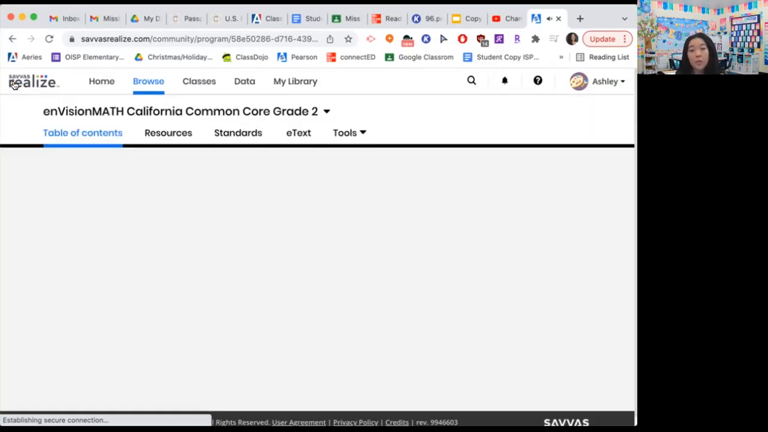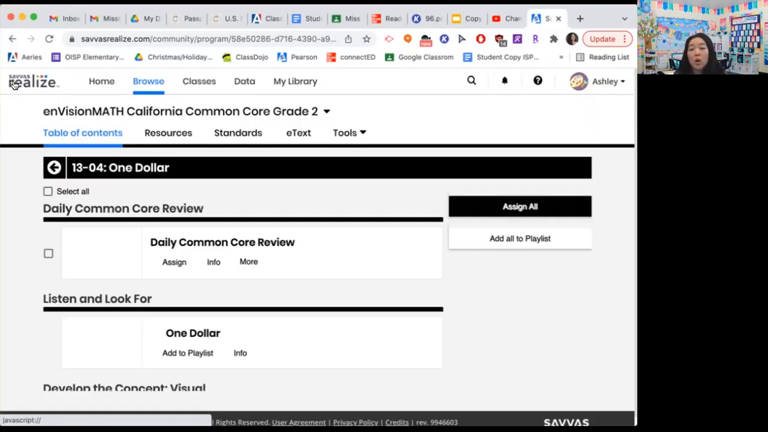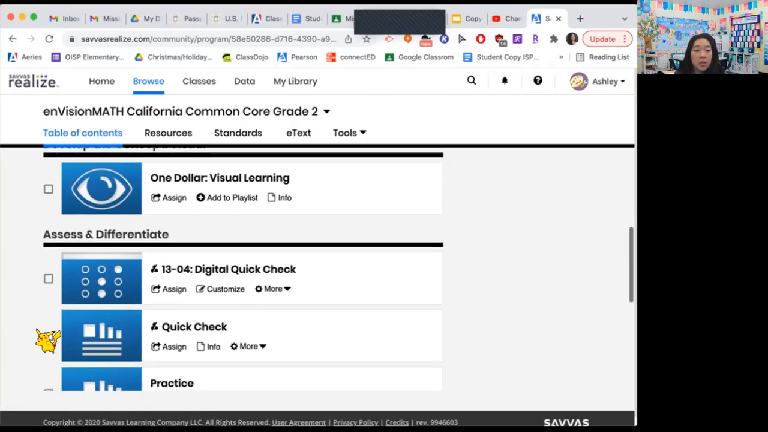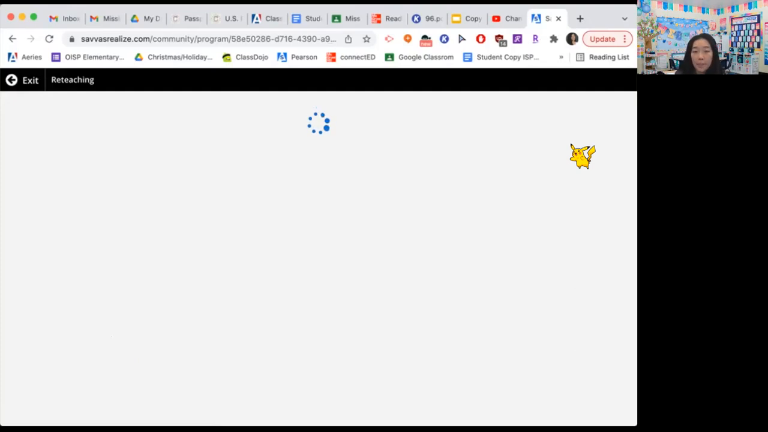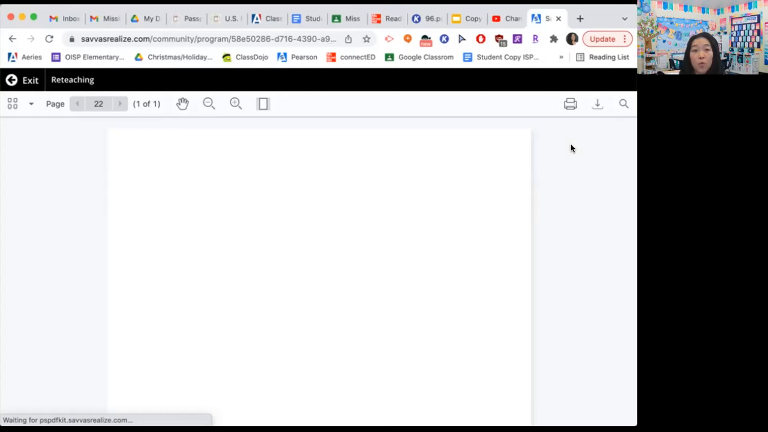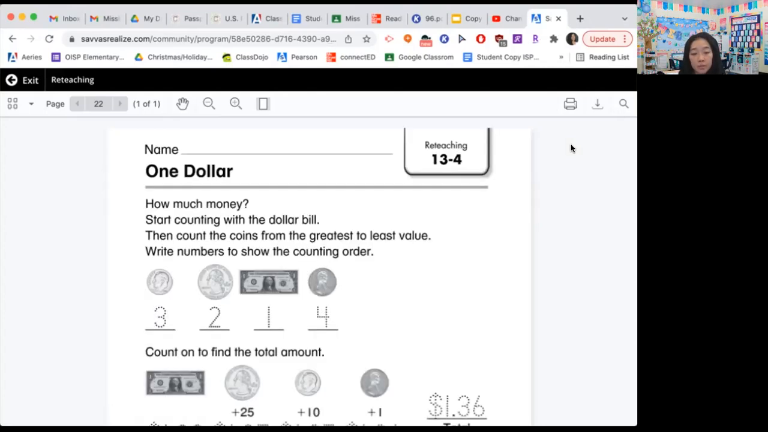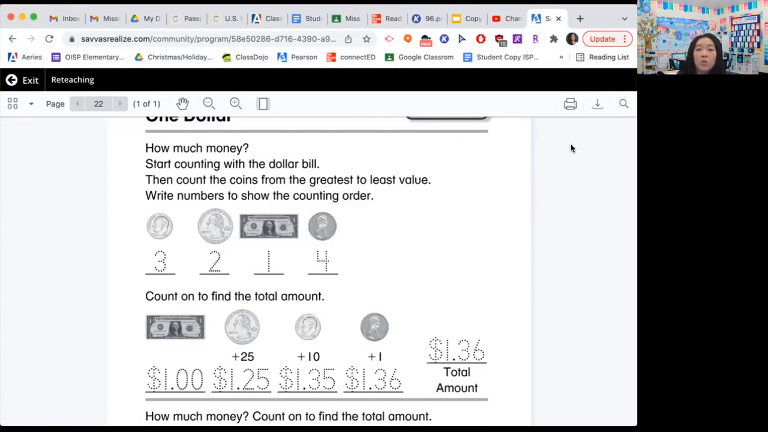All right, what we're going to do right now is we are going to work on that reteaching. So let's go ahead and do that now. Get out your math book. We're working on topic 13, lesson 4, reteaching. Okay, how much money? Start counting with the dollar bill. Then count the coins from the greatest to least value. Write numbers to show the counting order.